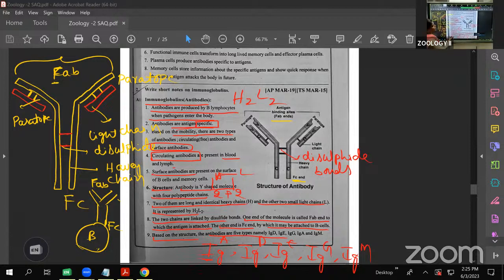This is a very, very important question. In this lesson, two are the most important questions. First is the B cells, which we already discussed, and the second one is the immunoglobulins. Here, you must draw the diagram for this answer. Next, we go to the next SAQ.